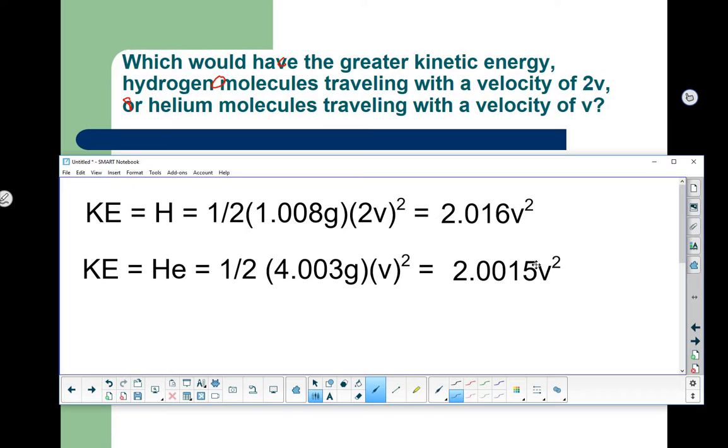Okay. So they're really close, it looks like. That's not what we've got in other periods, but I don't know why we're getting something different. Do I have the thing right? Helium travels at velocity v. Yep. So they're really close. So which would have the greater kinetic energy? Well, barely hydrogen. Right?